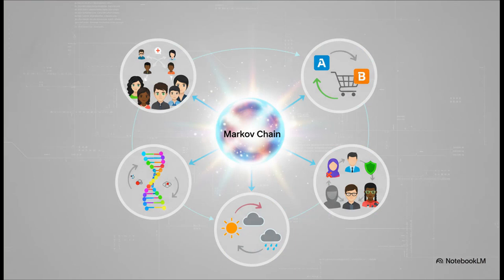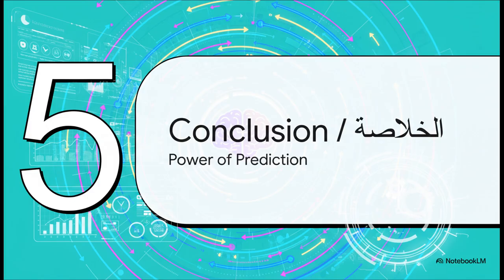If you're in the social sciences, you could model how public opinion shifts on a major issue. In economics, you could predict customer brand loyalty. Biologists can use this to track genetic mutations through generations. Public health officials can forecast the progression of chronic conditions in a population, and climatologists can even model daily weather patterns. All right, let's bring this all home.